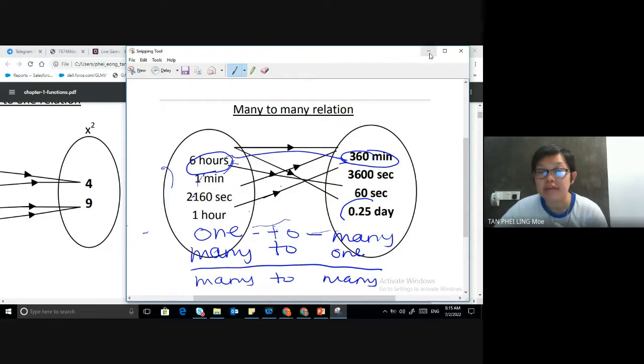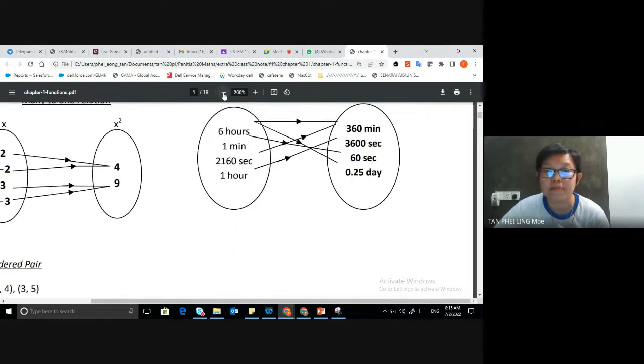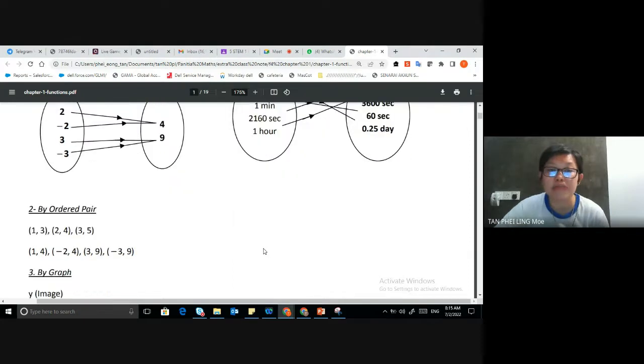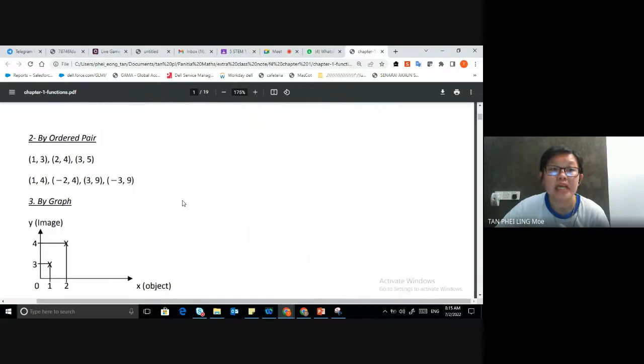Clear, right? This part is only talking about relation. So when we say relation, we can always represent it in different methods. The first method is called arrow diagram. The second one is called ordered pairs, like this one.